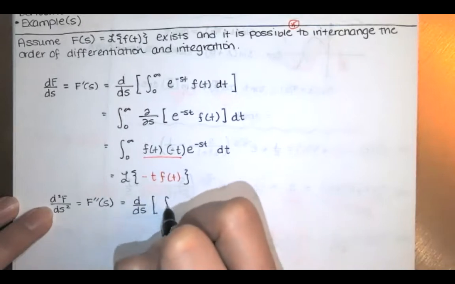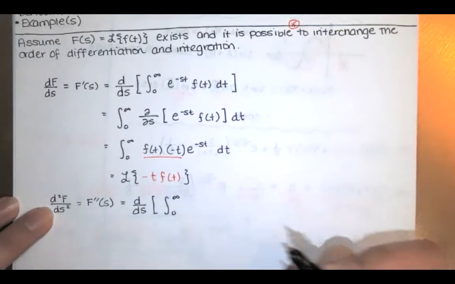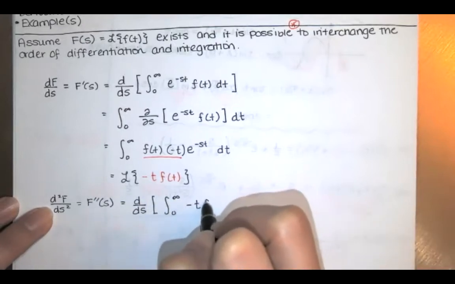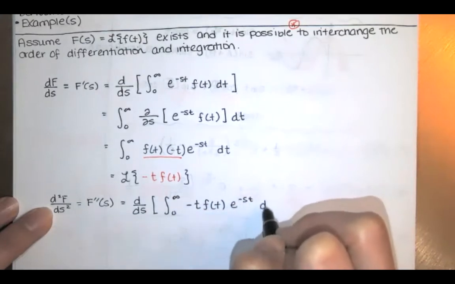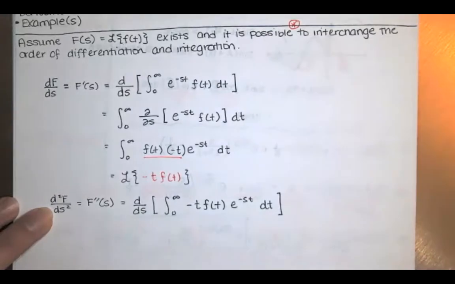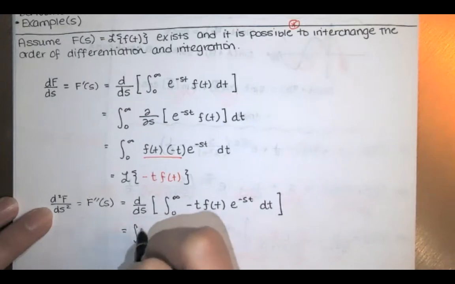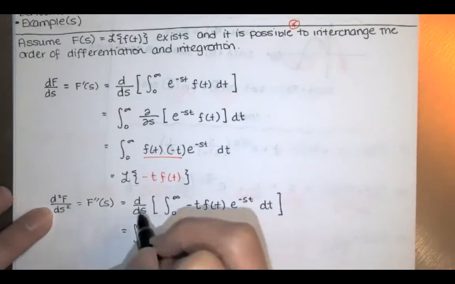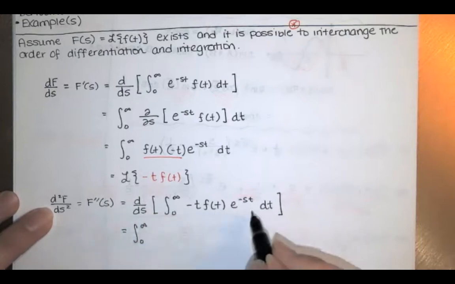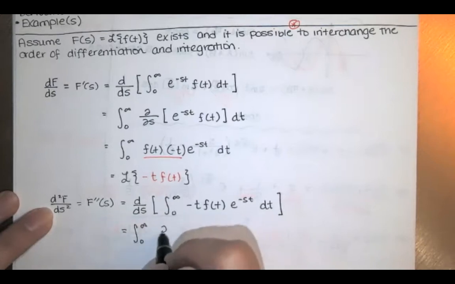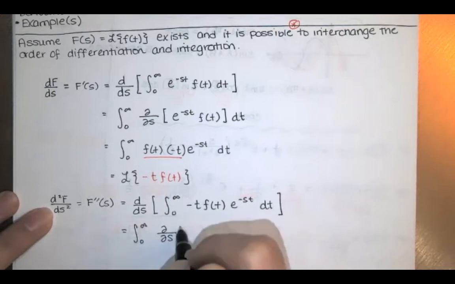So we're taking the derivative with respect to s of the integral from 0 to infinity of negative t times f(t) times e to the negative st. And the circumstances are the same. So we're assuming that we can interchange the order of differentiation and anti-differentiation, or differentiation and integration. So we can pull that derivative operator inside, but this is a function of t and s, so we would change that derivative operator to a partial derivative operator.